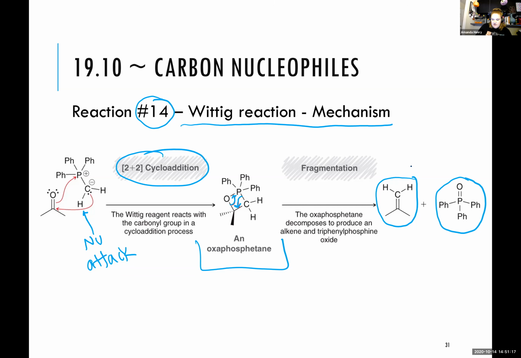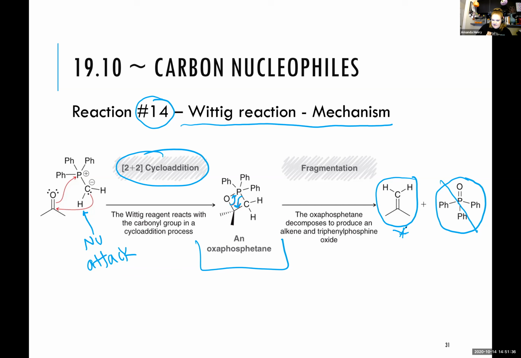So that phosphorus-oxygen triphenyl business, that's a side product. It goes into the waste. We don't care about it, but it is being formed. So the alkene is the part that we do care about. So this is showing us what's going on.